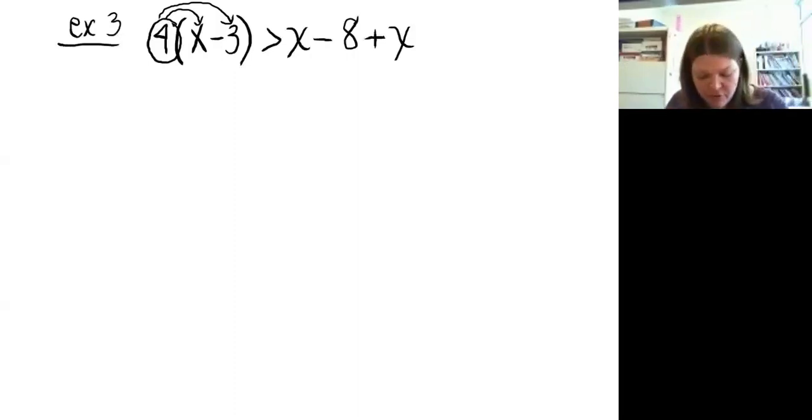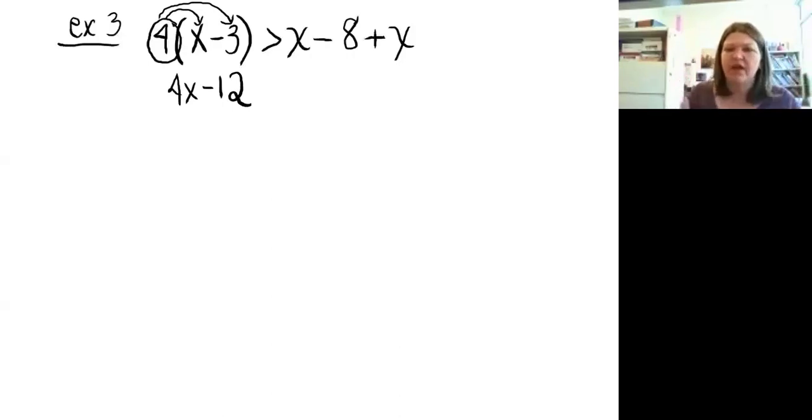So I'm going to multiply my 4 times x. 4 times x is just 4x. And I'm going to multiply my 4 times negative 3. 4 times negative 3 is negative 12. And so that was some simplifying I could do. Is everybody cool with that?